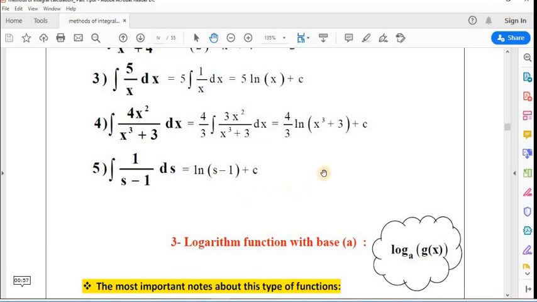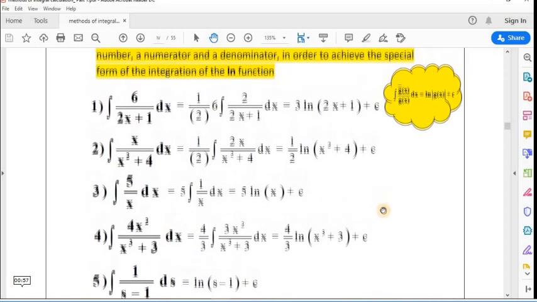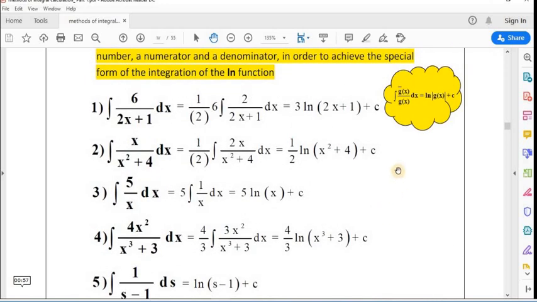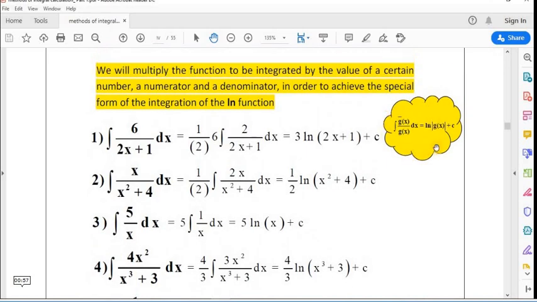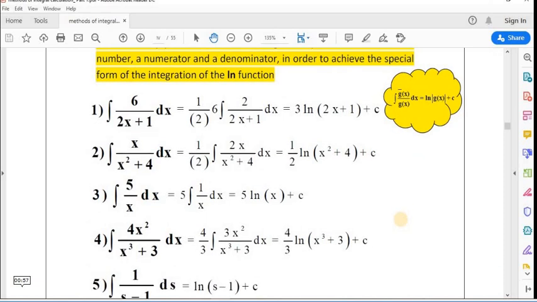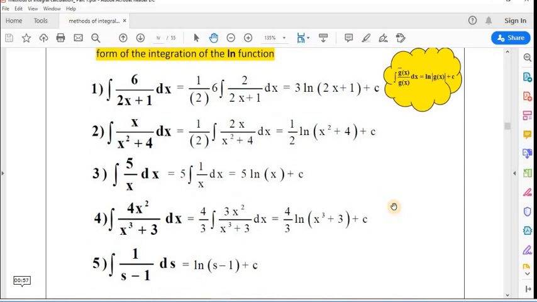Same concept, simple. It is very simple. We just need to know exactly what the ln function form is for the integration and the form for the derivative, and put it in this form, and it will be easy to solve any function with the natural logarithm. This is for today's lecture, and see you next time.